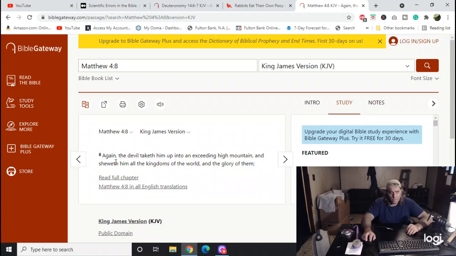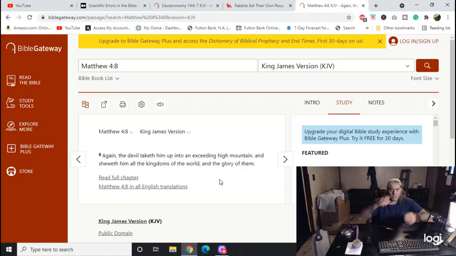And in Matthew 4:8 it says, again the devil taketh him up into an exceeding high mountain, and sheweth him all the kingdoms of the world and the glory of them. Now, the only exceeding high mountain that I know of in the world would be Mount Everest. That's an exceeding high mountain. I'm not going to look up any in the area around Jerusalem. But even if the devil took him up to the top of Mount Everest, you can't see all the kingdoms of the world, because we live on a globe.